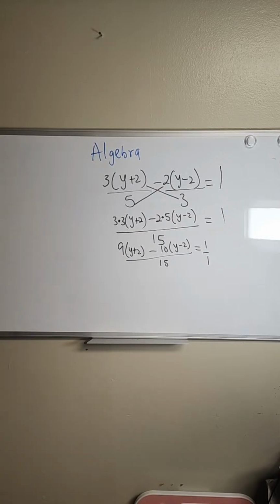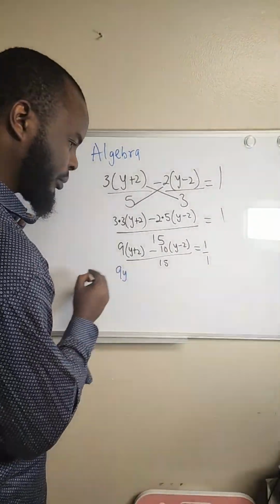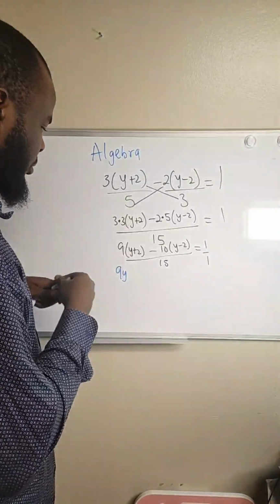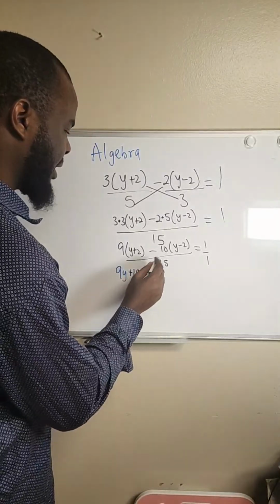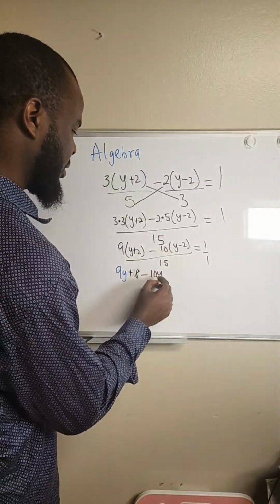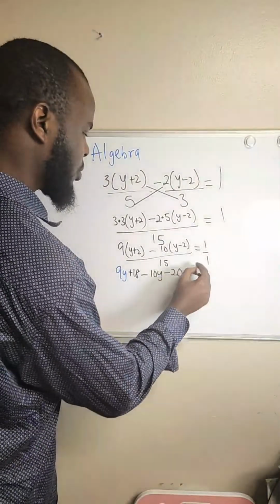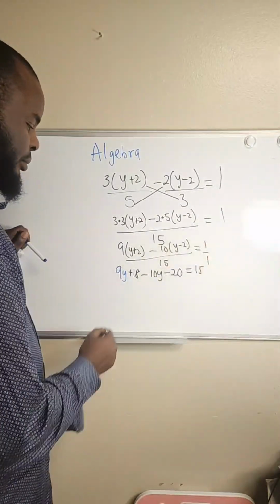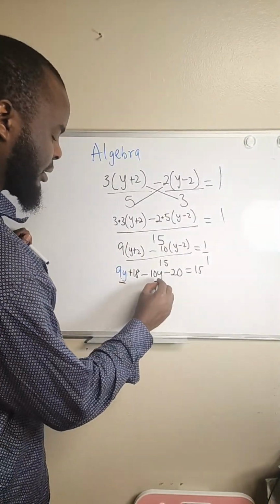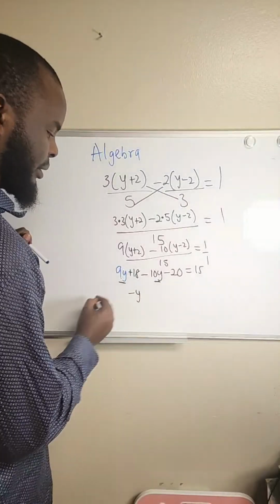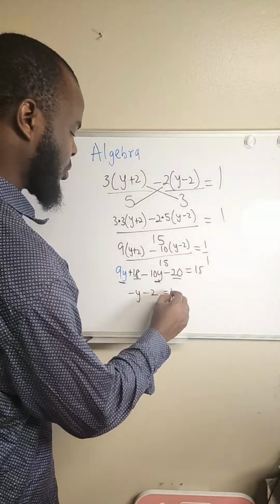Okay, let's finish. So we have 9 times y is 9y, 9 times 2 is 18, minus 10 times y is 10y, 10 times this is negative 20, equals 15 times 1. 9y minus 10y is negative y. 18 minus 20 is negative 2, equals 15.